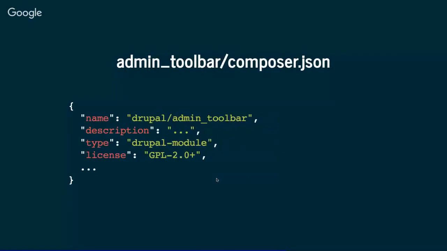First thing, every single module should have a composer.json file. It means admin toolbar or devel or any module should have a composer.json file. And this file contains metadata. The most important part for the purpose of this presentation is obviously the name, which is how this package will be recognized by Composer. And second one is the type. We have a package called drupal/admin_toolbar, and it's of type drupal-module. It means Composer will know this package is a Drupal module.